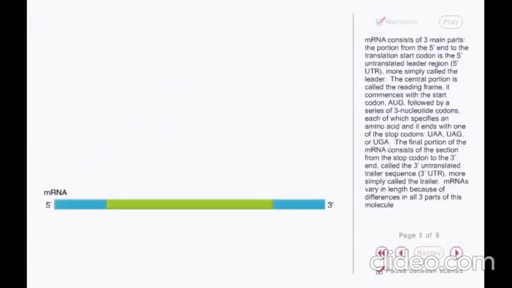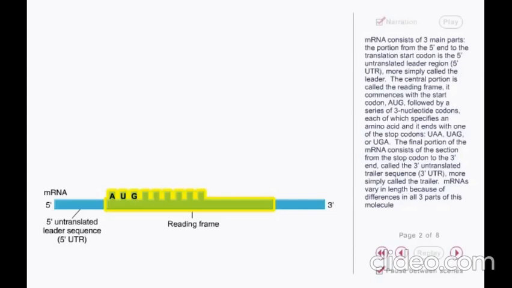mRNA consists of three main parts. The portion from the 5' end to the translation start codon is the 5' untranslated leader region, more simply called the leader. The central portion is called the reading frame. It commences with the start codon, AUG, followed by a series of 3 nucleotide codons, each of which specifies an amino acid, and it ends with one of the stop codons, UAA, UAG, or UGA.